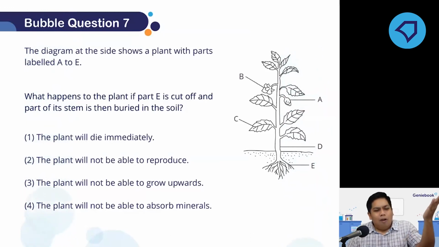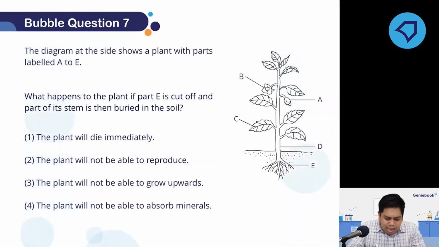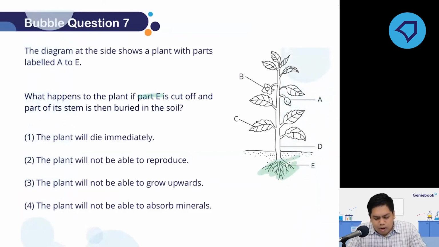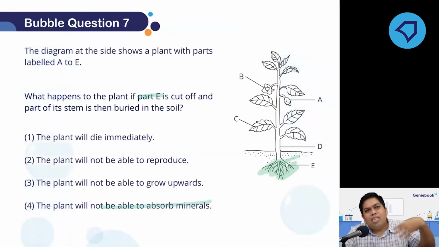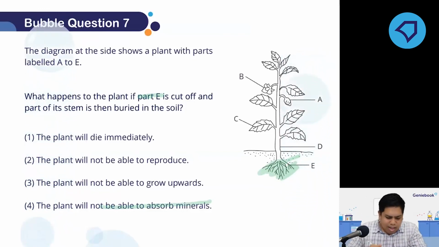All right, so over here we are cutting off part E, which is the soil. Sorry, not the soil, the roots. So we are cutting off the roots. So therefore, the part of the stem is then buried in the soil. So now the plant is not able to absorb any more minerals. Okay, it won't die immediately. It is still able to reproduce, because there are still the flowers and the fruits, and it will still grow upwards because of the stem. It's just that now it cannot absorb any more minerals. Okay, so the answer is option 4.